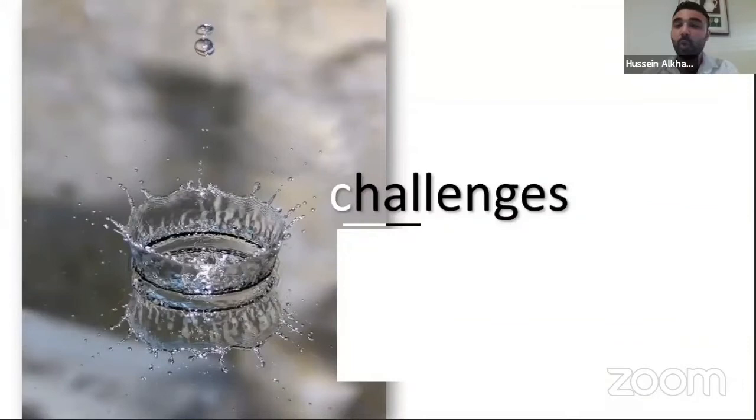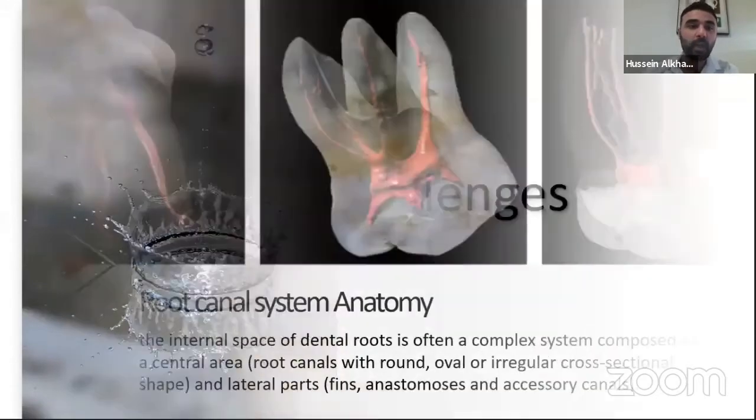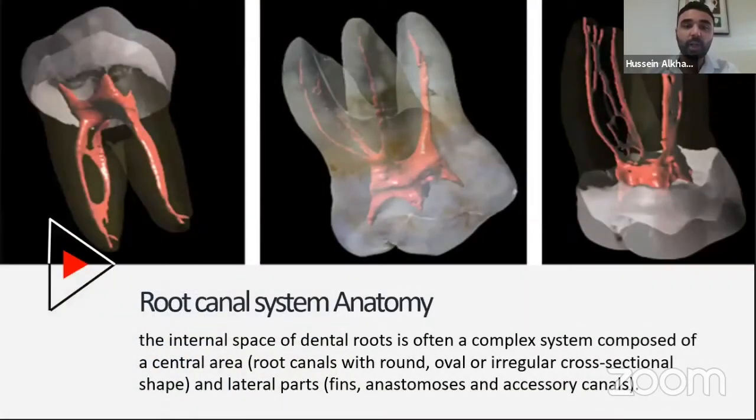First of all, we need to know what challenges may prevent a successful irrigation procedure. The first challenge is root canal system anatomy. The root canal system is not just a funnel, but rather it is composed of a central area and lateral parts such as fins, anastomosis, and accessory canals. So our irrigation procedure must address this anatomical configuration and ensure adequate cleaning to promote the success rate.